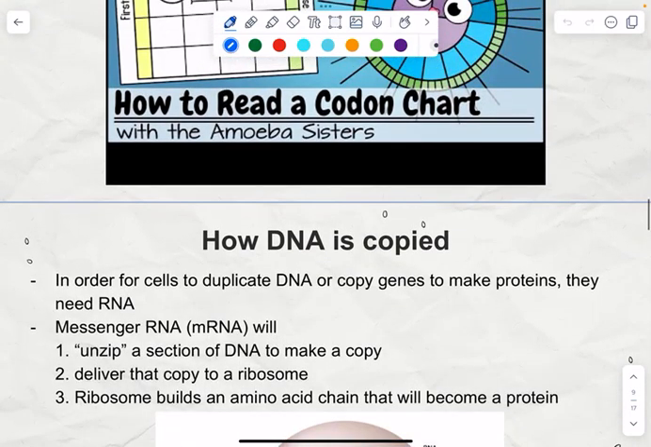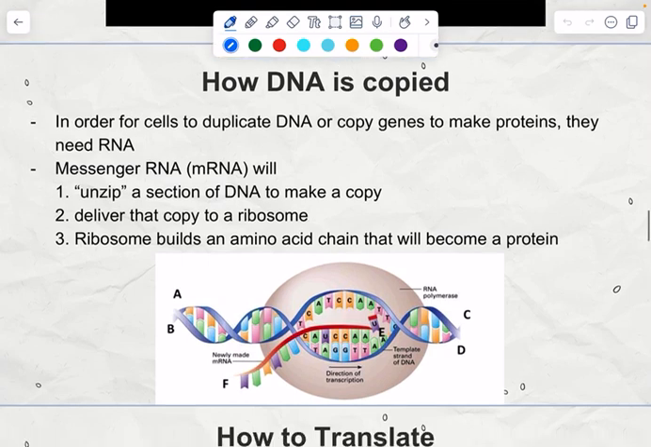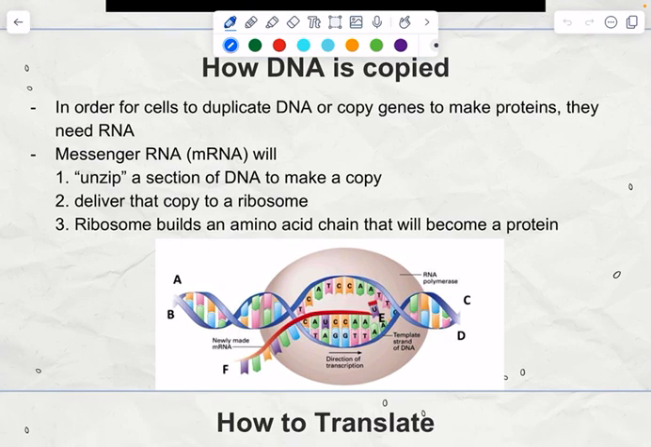Now, let's talk about how to actually translate and code DNA. Let's say that I have a strand of DNA and I'm in my cell and I am trying to copy it. RNA is how you copy DNA.